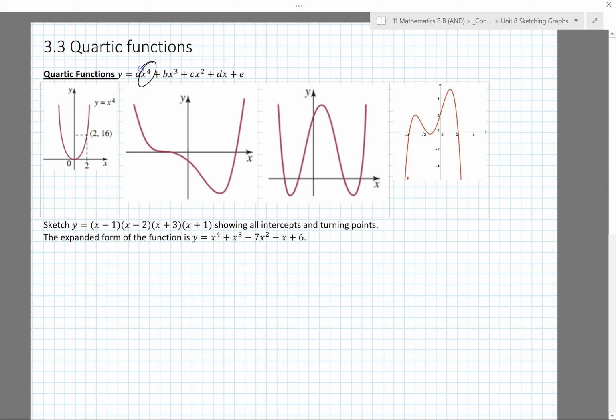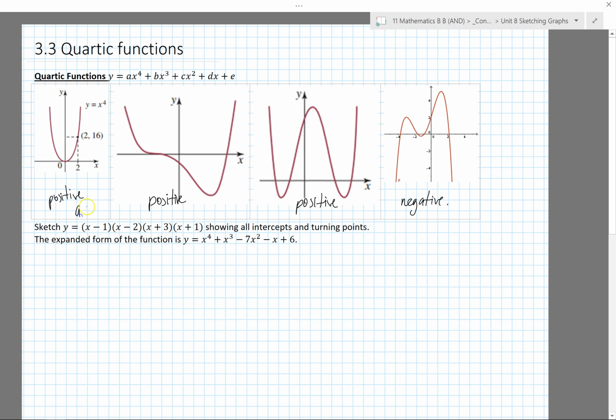Quartic means the biggest power we have is the power 4. Okay, this is a positive quartic, so is this, so is this, but this one is not, this is a negative. See all the positive ones, their extreme values are positive, they're going up to positive values, whereas the negative one is going down, a negative. Obviously, dependent on the a value, these have positive a values, whereas this guy has a negative a value.